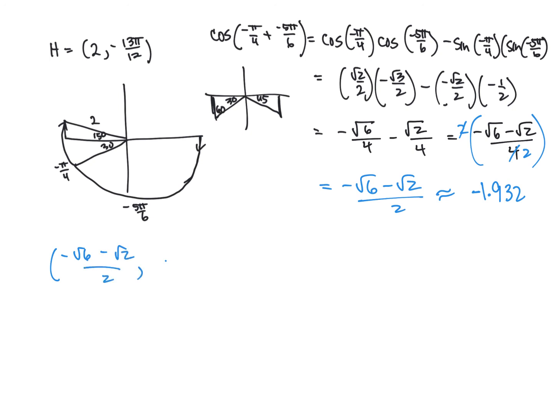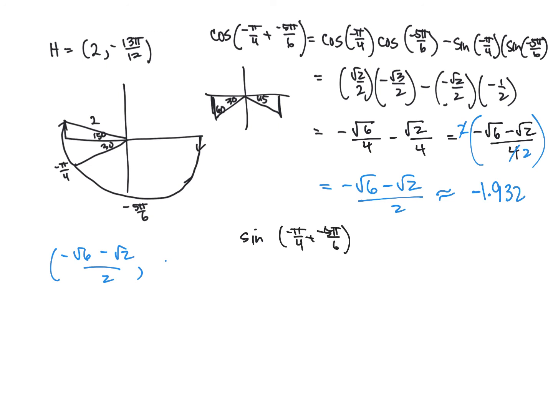So the ordered pair is starting at, so we're going to do negative root 6 minus root 2 over 2. Now I need to find the y value and how that goes up from there. So you're going to use sine, and you can use the same pieces or the same adding of it. So you would do sine negative pi over 4 plus a negative 5 pi over 6.